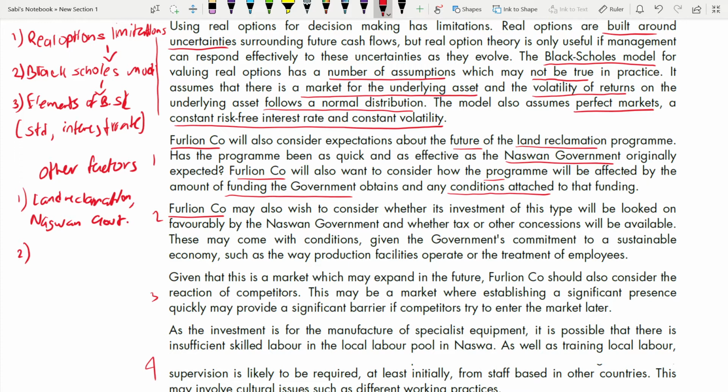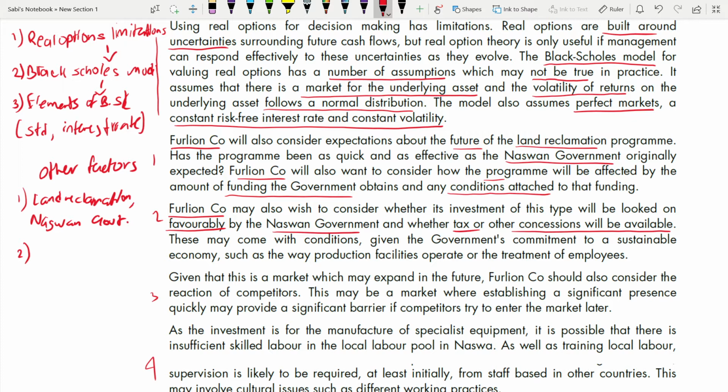So the second is, Furlan may also wish to consider whether its investment of this type will be looked on favorably by the Nasvan government and whether tax or other concessions will be available. So will it be looked on favorably by the government? Whether tax or other concessions will be available? Whatever factors you as a company would consider when you go for an international investment, those are the points you have to write for this company as well.